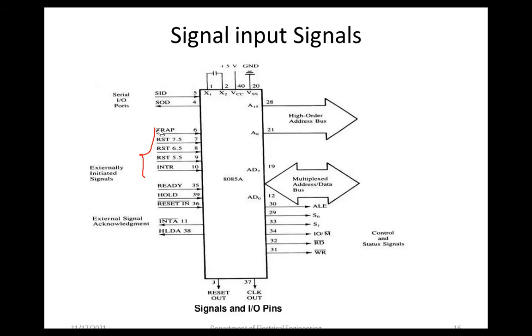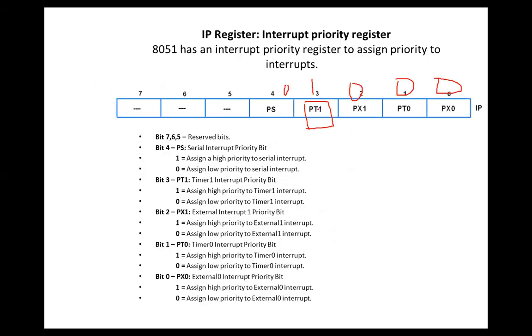And in our 8051, which interrupt is the highest priority? INT0 is the highest priority interrupt. Okay, understood. This is the priority given, and these are the five interrupts: TRAP, 7.5 and so on. That's why I'm comparing the 8085 and the 8051.